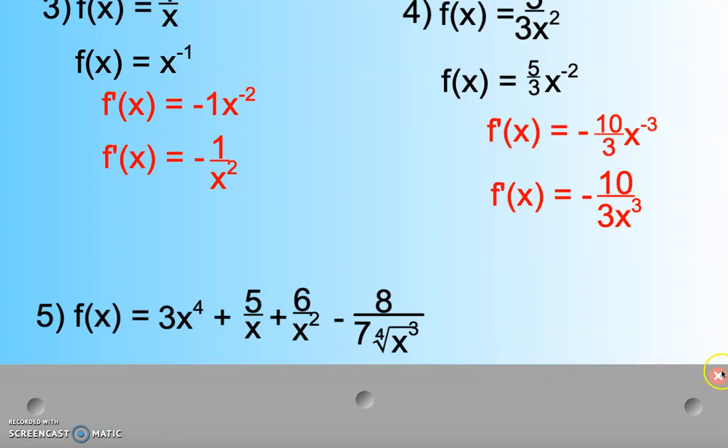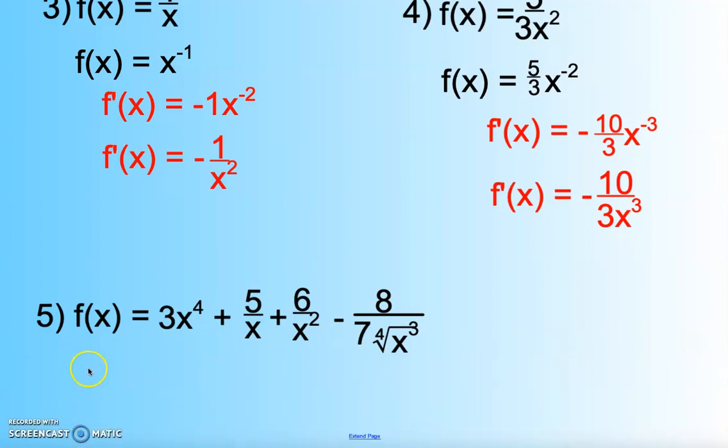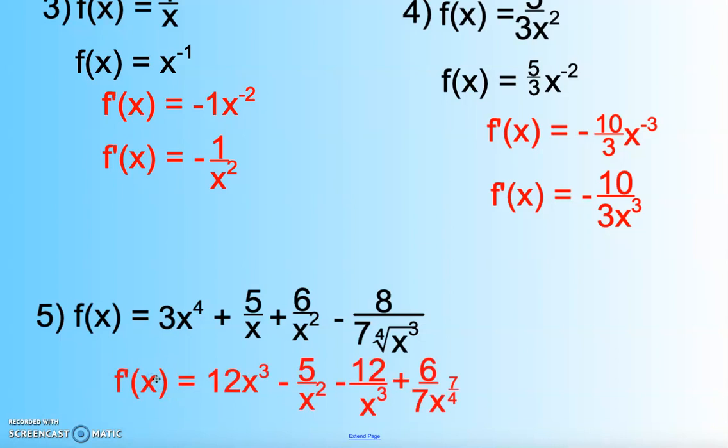Hey, welcome back from that pause. Here we go. The right answer is f prime of x is 12x cubed minus 5 over x squared minus, not plus, minus 12 over x cubed plus, not minus, plus 6 over 7x to the 7/4.